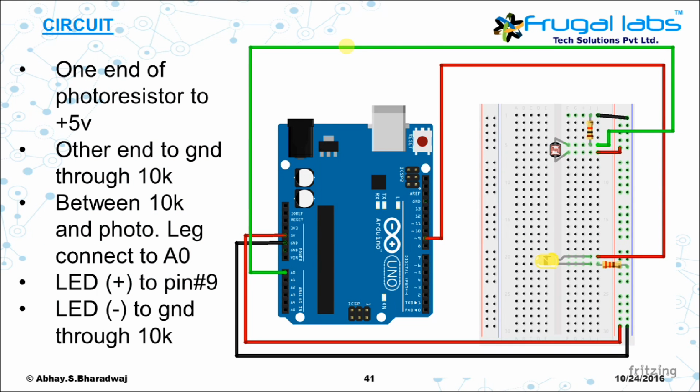The circuit is as follows. One end of the photoresistor is directly connected to 5 volts. The other end is connected to the ground through a 10 kilo ohm resistor. Please note, you have to use a 10 kilo ohm resistor here. Between the 10 kilo ohm resistor and the photoresistor leg, you connect a jumper cable to pin A0. Since this is an analog sensor and you're doing an analog read, you have to use any of the analog input pins only. Next, the positive of the LED is connected to pin number 9. It has to be a pulse width modulation pin. And the negative of the LED is connected to the ground through a 10 kilo ohm or a 1 kilo ohm resistor. It doesn't matter.